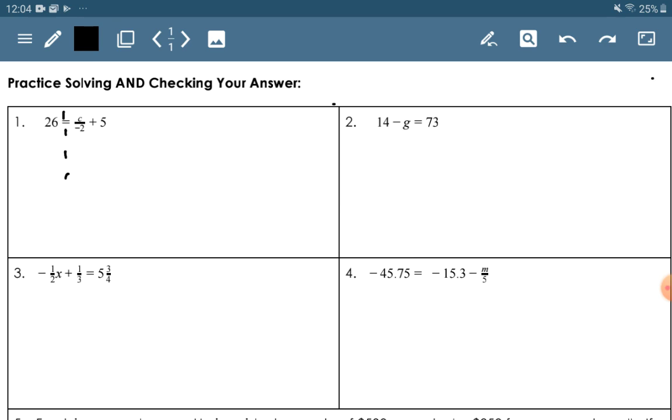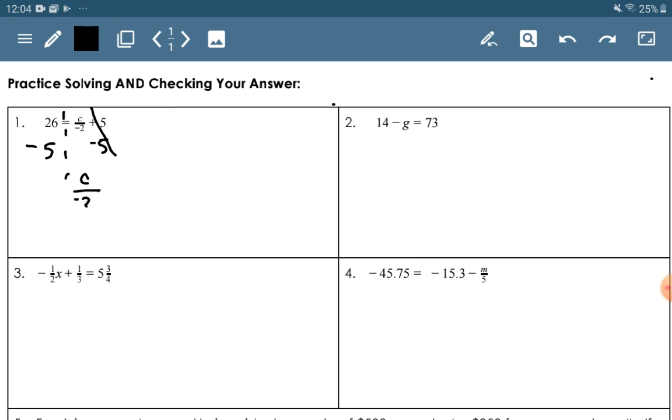So we're going to get rid of that plus 5 first, and we're going to use opposite or inverse operations to do that. So to get rid of a plus 5, we are going to subtract 5. And whatever I do to one side, I do to the other. A positive 5 minus 5 gives me 0, or they cancel out. And I am left with c over negative 2. And then I have my equal sign. Make sure you draw that equal sign in. And on the left side, 26 minus 5 is 21.